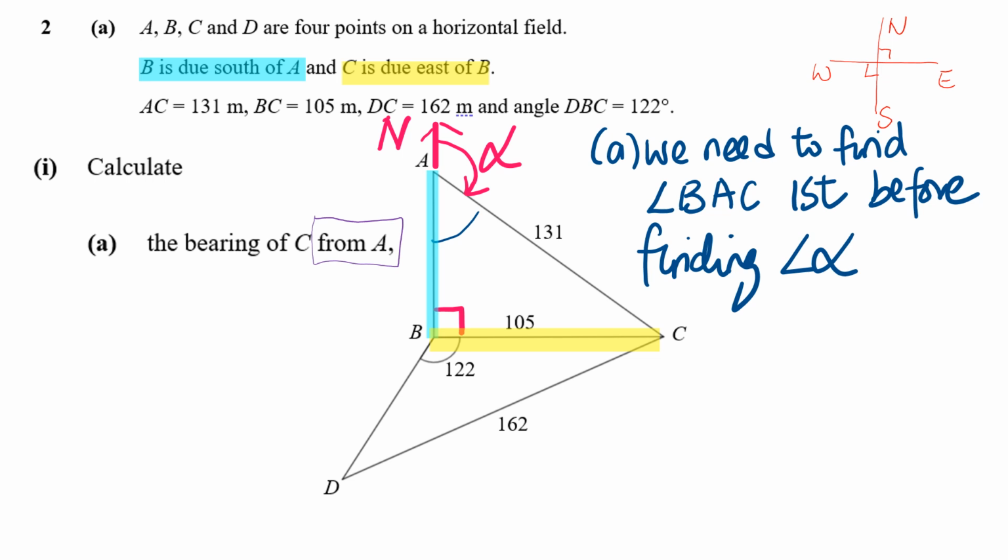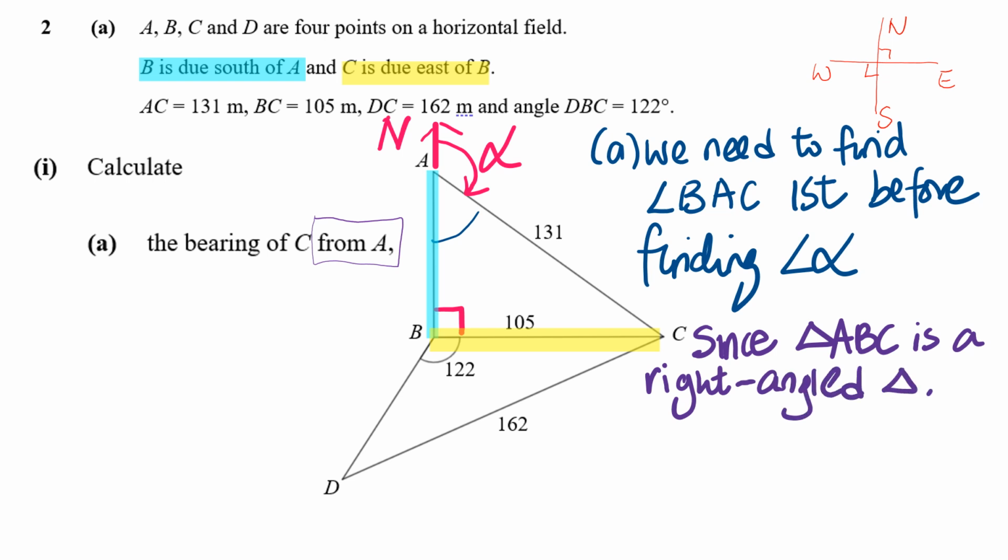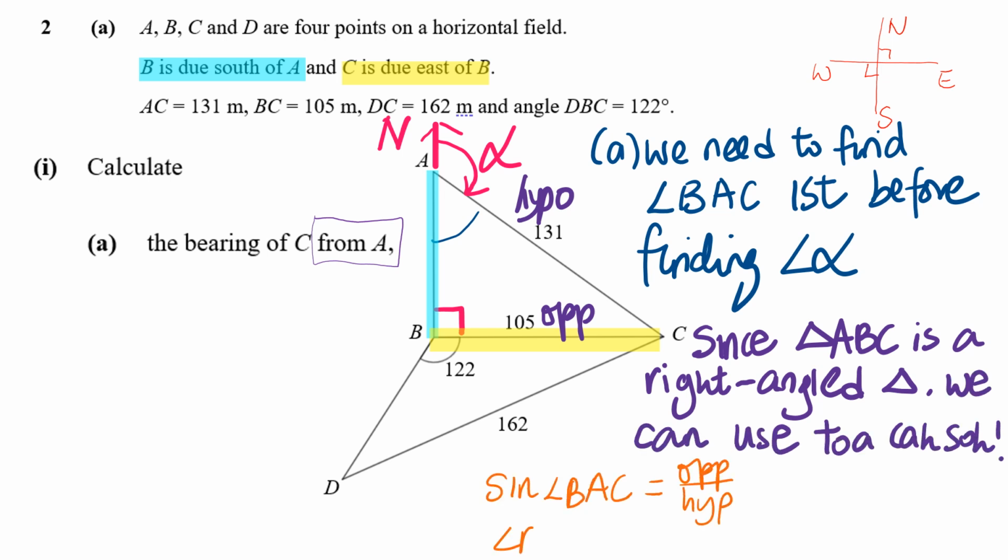Right, so since triangle ABC is a right angle triangle, we can apply the concepts of trigonometry ratio. We can label BC as the opposite side and AC as the hypotenuse, and we can use the sine ratio to find the angle BAC. Right, so sine angle BAC will be 105 over 131. So angle BAC will be sine inverse of the ratio 105 over 131.